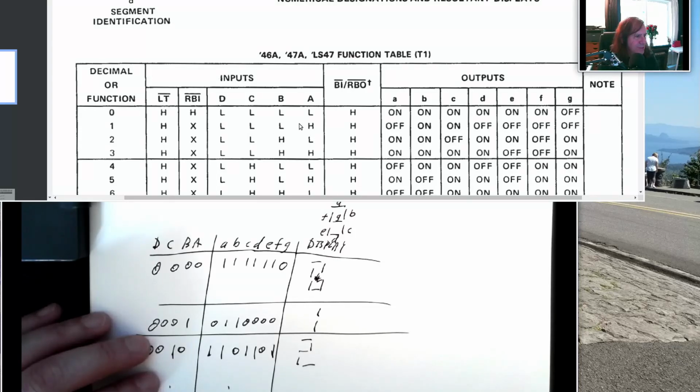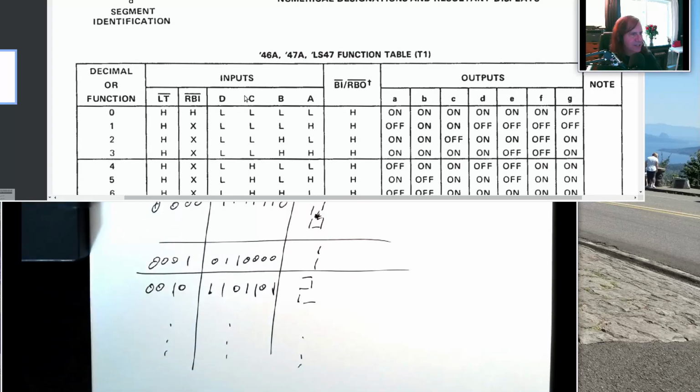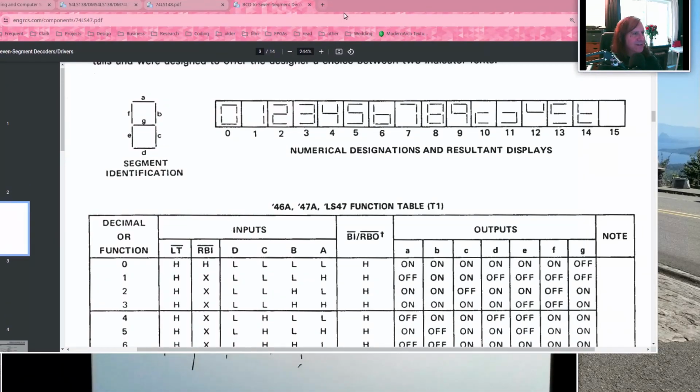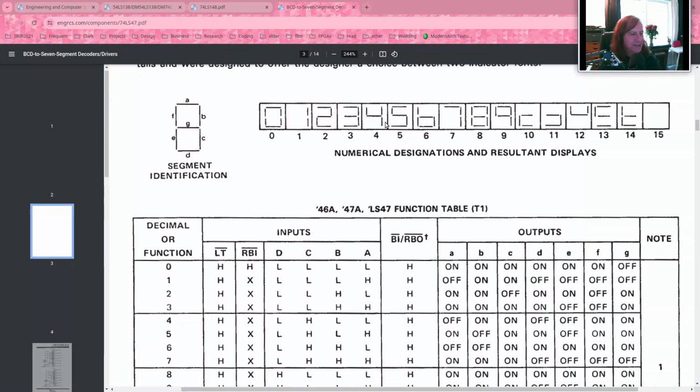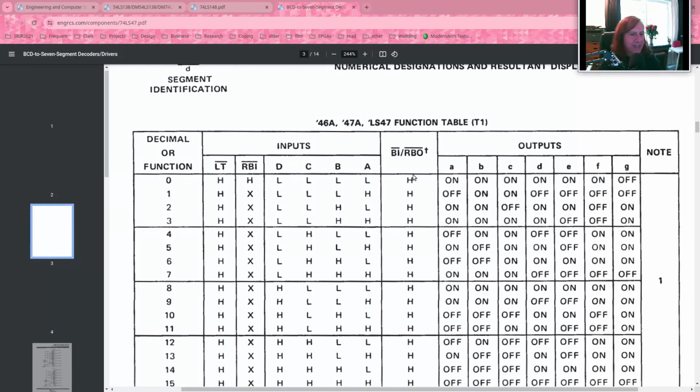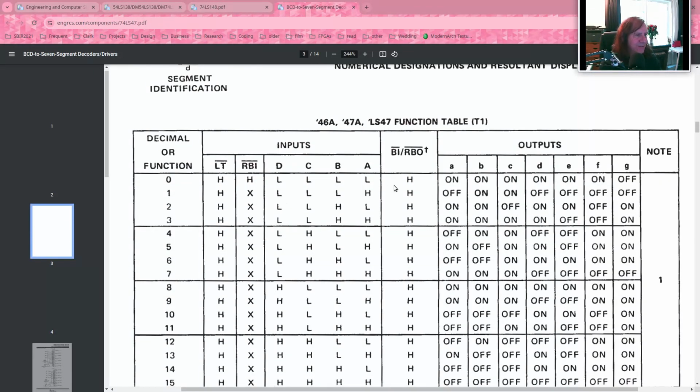If our input is 0, 0, 0, 1, what do we want? 0, 1, 1, 0, 0, 0, 0, right? That's this pattern right here. So this chip, this 7447, does exactly this task. It generates the outputs for A through G based on the 4 inputs.